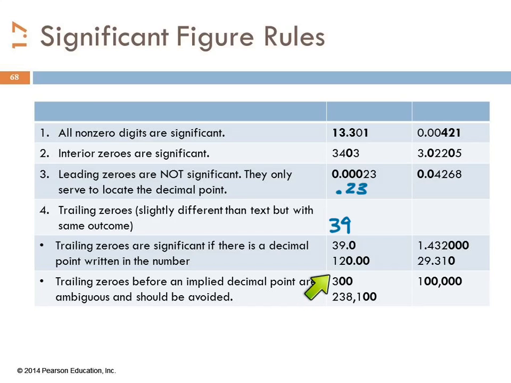So we would say that these are not significant if we were forced. If we had to identify the number of significant figures, we'd say this one has 1, and this one has 4, and that one has 1.